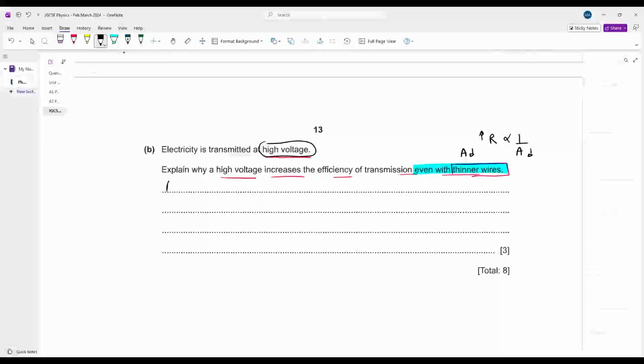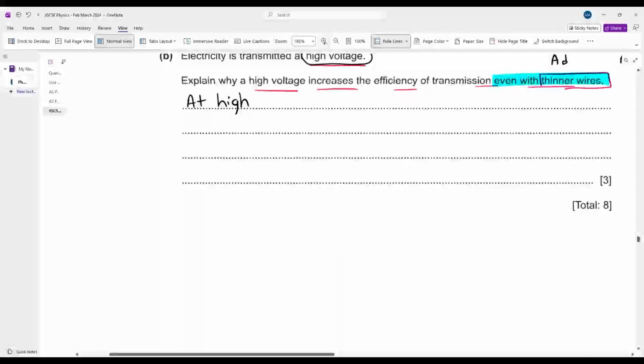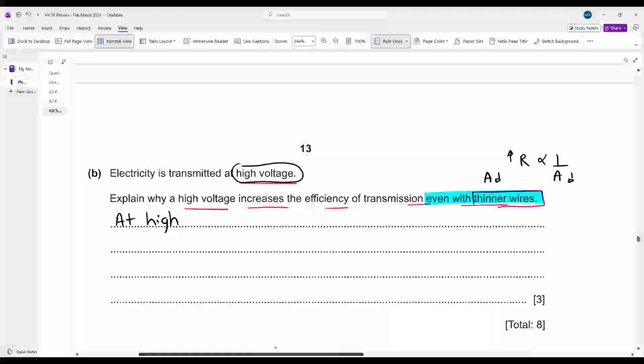First of all, you will say at high voltages, the current becomes very low. So let's write it down. Let's zoom in a bit as well so that you can see clearly. At high voltages, the current is very low. Now, what will be your second point? Yes, what will be the second point?